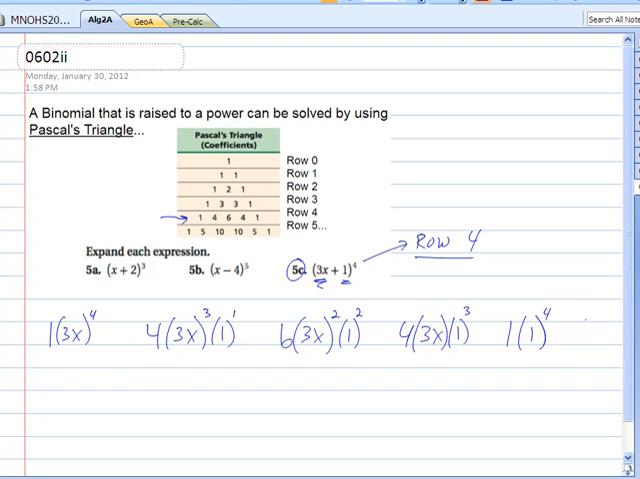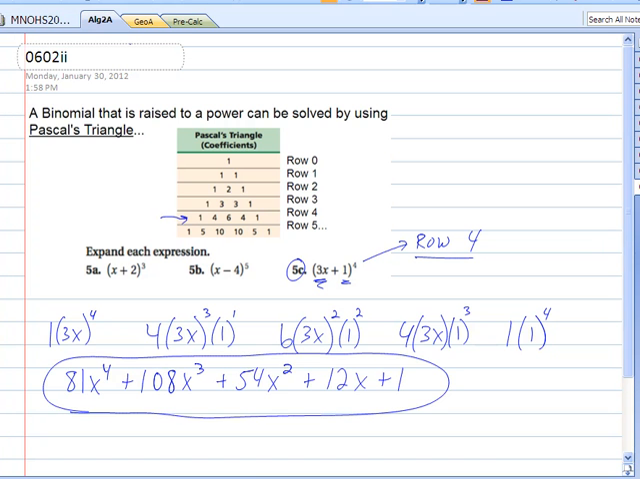So now all we have to do is actually just clean this up and multiply these exponents. Take the numbers to the powers. Okay, so when we clean this up here now, we would take 3 to the power of 4, which is 81, times this 1 out here, which is just 81x to the power of 4. This is 3 cubed is 9 times 4 is plus 108x cubed plus 54x squared plus 12x plus 1.